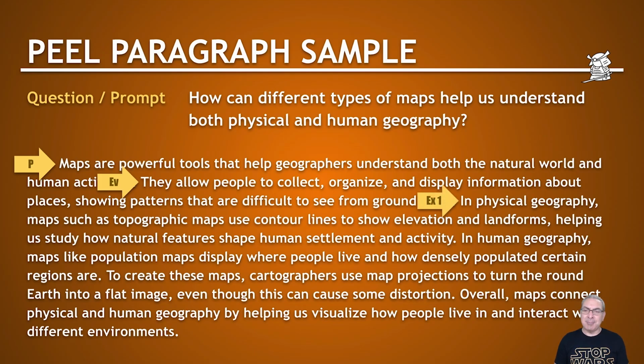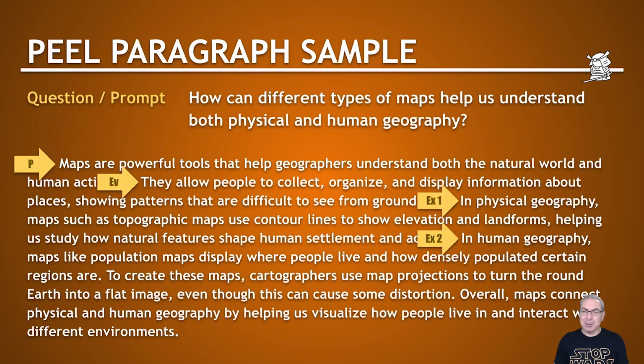And then in my first example, I don't say actually for example. You could do that. For example, in physical geography, maps such as topographic maps use contour lines to show elevation and landforms, helping us study how natural features shape human settlement and activity. That's an example that proves how physical geography and the maps that we use in physical geography help a geographer.